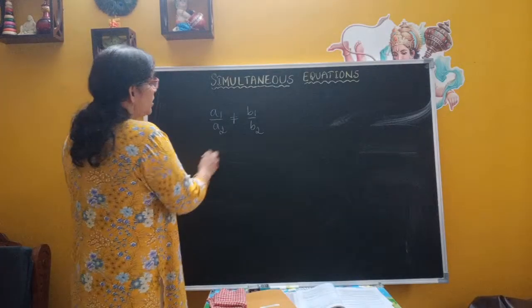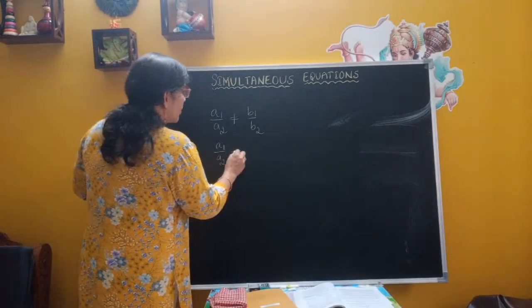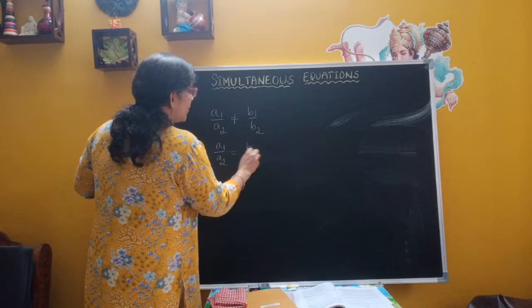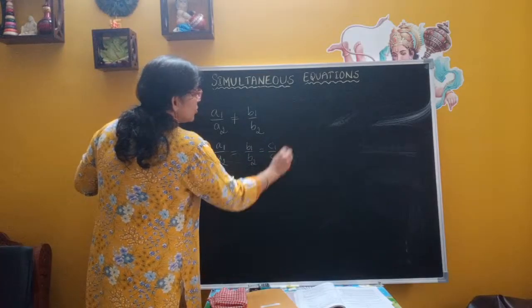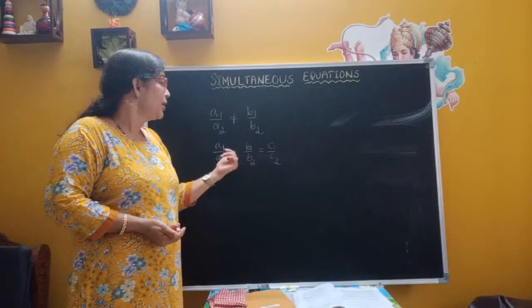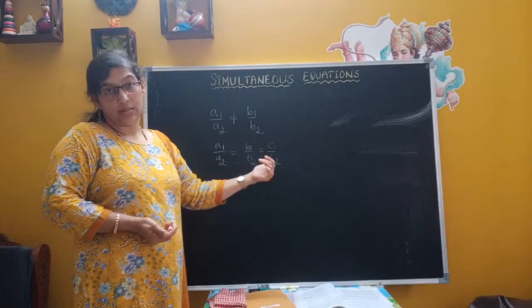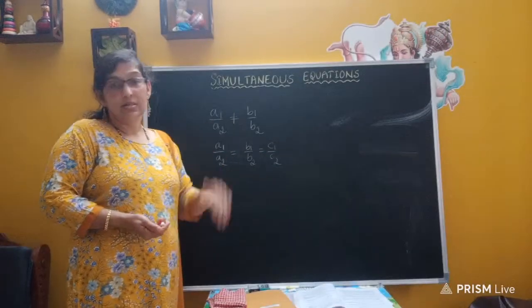And one more thing: if a1 by a2 is equal to b1 by b2 is equal to c1 by c2, then there are infinite number of solutions and the lines are coincident lines. Here also the equations are consistent.